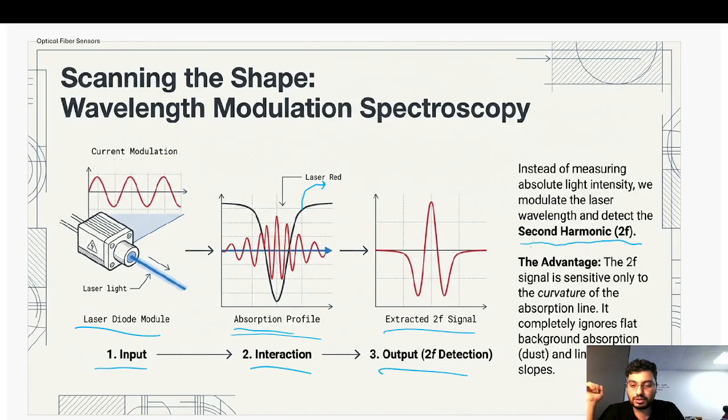The 2F signal is sensitive only to the curvature of the absorption line, and it completely ignores flat background absorption like dust or linear noise slope. That's why we need to remove this part, which can potentially be because of the dust particles.